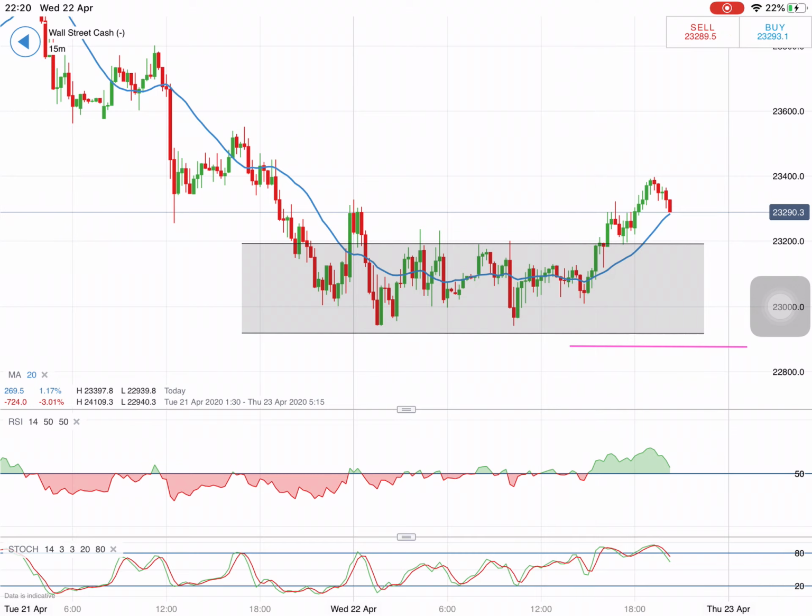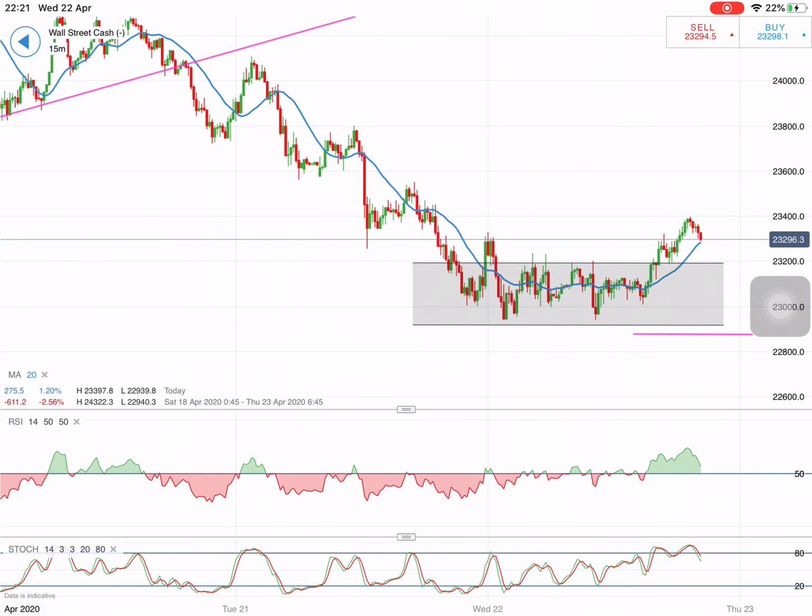You can't use this method on anything less than the 4 hour. You can only use it on the 4 hour and the daily. It's not consistent on lower time frames.